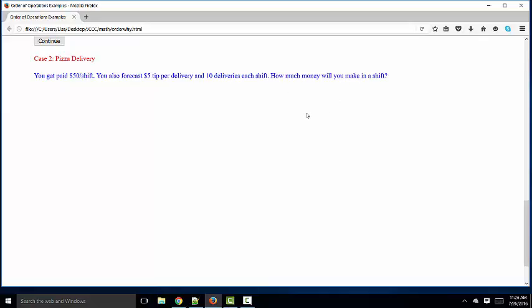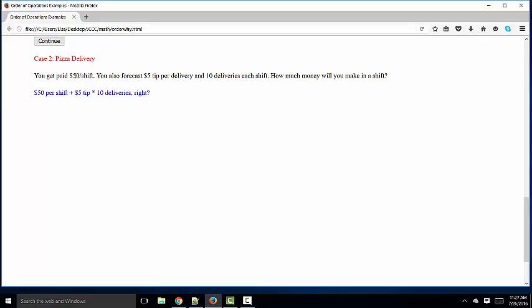Now you're smart, you're a human. You're going to say, $5 tip per delivery on average, and 10 deliveries, that's $50. Plus I get paid $50 for the shift. Right away, in your head, you've come up with $100. But again, the computer is not nearly as smart as you. The computer is going to have to break this down into a formula it can evaluate.